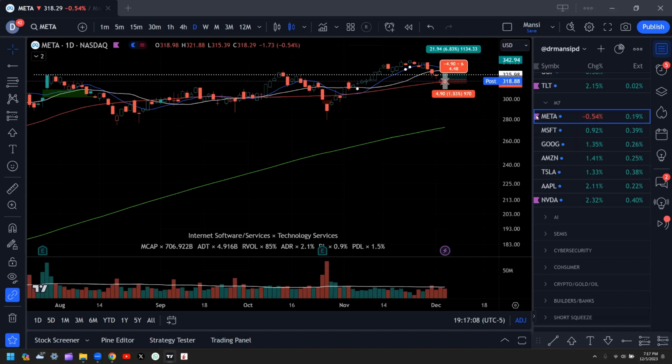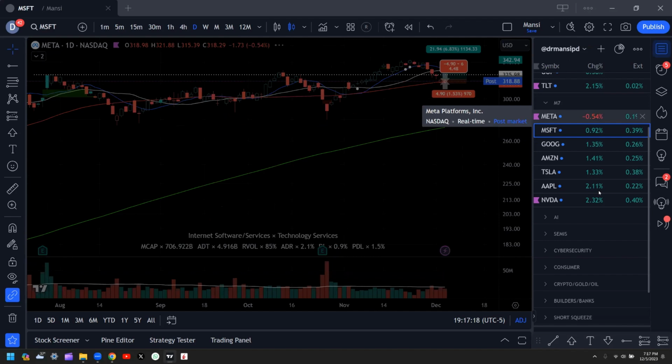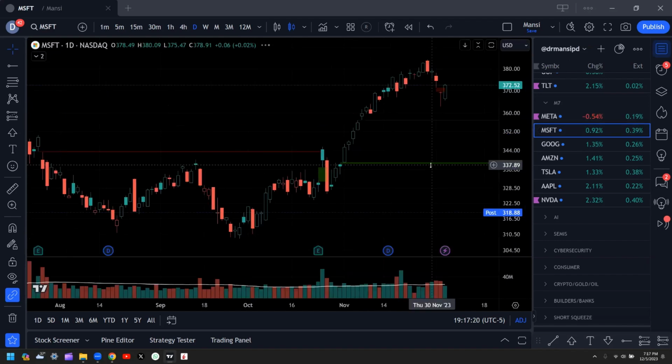And everything that I like, I just put a pink flag on, so that's my focus list for the next day. And those are the names that I look at the open rather than going through the entire master watch list.